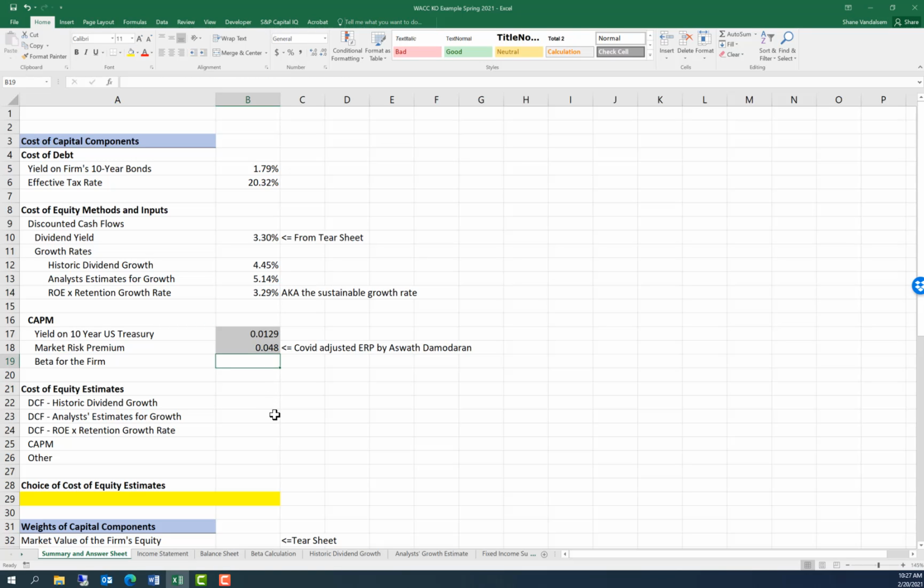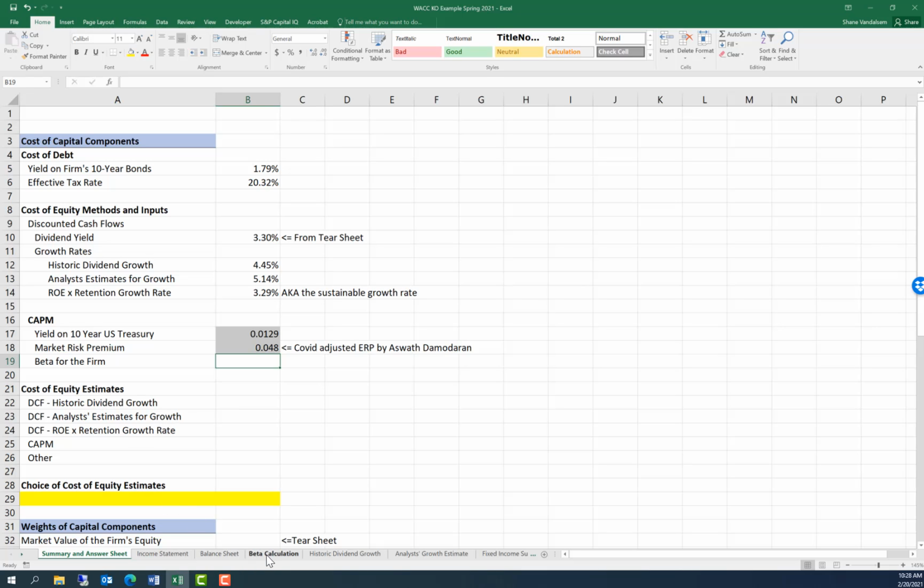Now, if you look at most websites, including Capital IQ or Yahoo Finance or Google Finance or most of those different websites, they're going to have a beta calculated for you. I tend to avoid using those betas for actual valuation work or calculating the weighted average cost of capital because I don't know how they calculated those. Okay, so I'm going to show you how to calculate the beta for the firm.